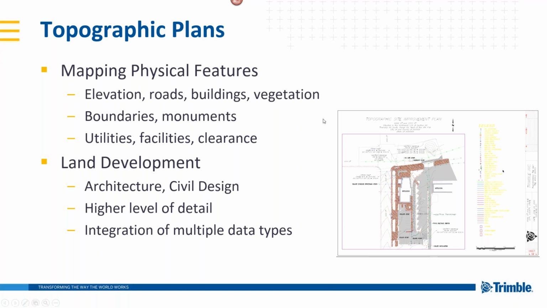When we say topographic map, it means different things potentially in different parts of the world. So to clarify that, this is the deliverable that we are going to be producing today: a topographic site improvement plan with typical map elements like the contour elevations, roads, adjacent buildings, vegetation, boundaries, monuments, utility lines, and clearances. These are typically used for land development, so for new subdivisions or architecture or any civil designs.